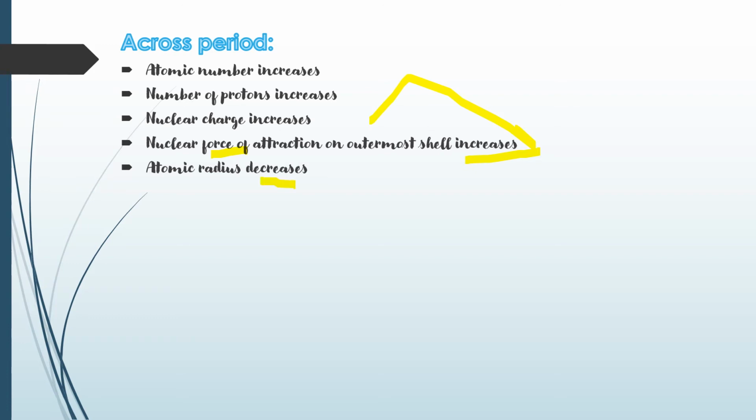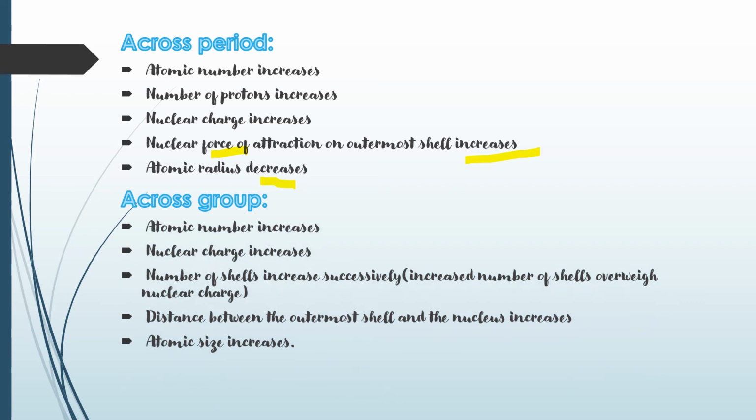And then across a group. Atomic number, nuclear charge increases. The number of shells increases successively. That is, the increased number of shells outweighs the nuclear charge. The distance between the outer shell and the nucleus increases. In this group, the shells increase, so atomic size also increases.